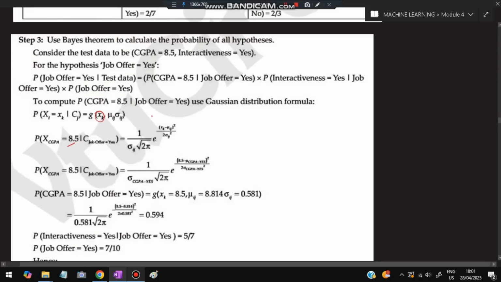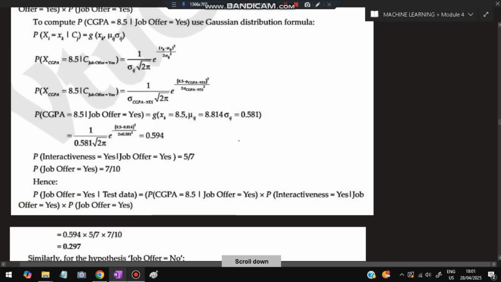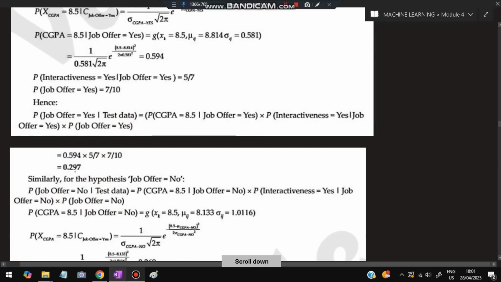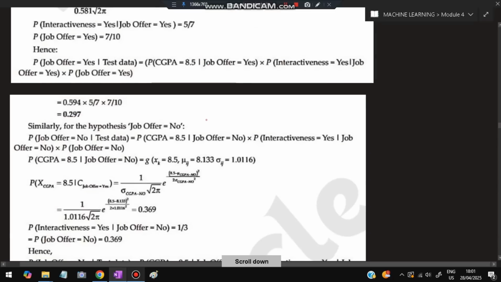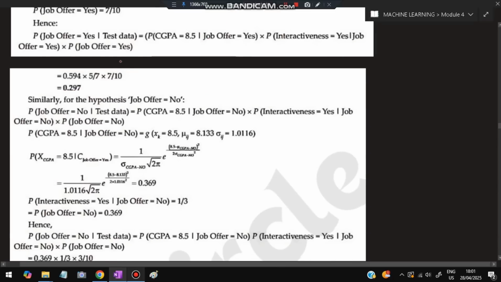Now substitute the value of sigma, the standard deviation for CGPA with yes, which is 0.0581, and the value of the mean, which is 8.814, and 8.5 is the test data given as x of k. Once you do that, you will get the answer 0.594. Do the same for no also, and you'll get 0.297. Now based on these two, which is the higher one? The higher one is 0.594.